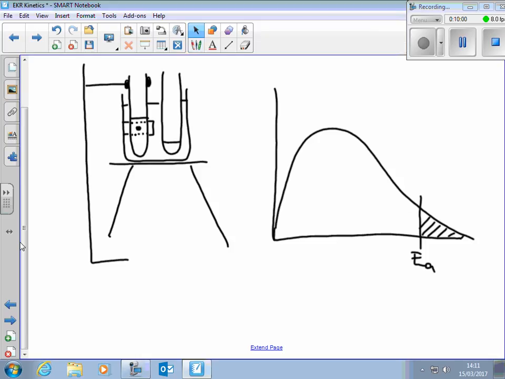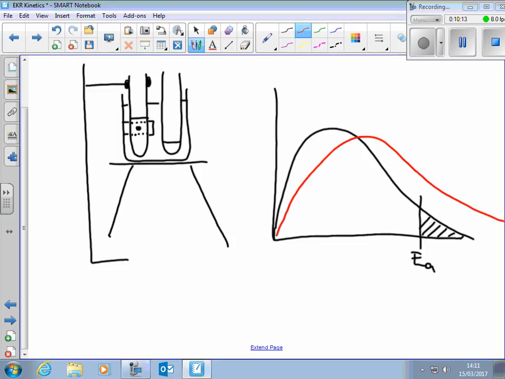The effect of temperature on this: if that's at our lower temperature and then we increase the temperature, what we do is give more particles more energy, and so the distribution moves over to the right there. Consequently, we've now got our activation energy still the same. We haven't changed that, but we've got all these additional particles colliding with at least activation energy.